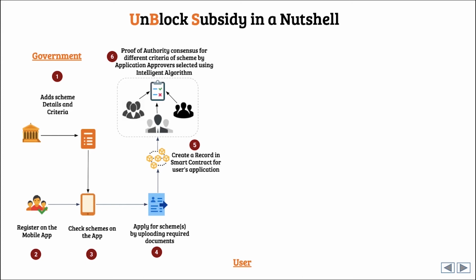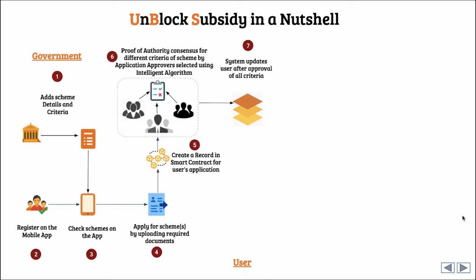These are a set of people on various levels. So there's a level 1 set of approvers, a level 2 set of approvers, and so on. And here proof of authority consensus is used. And these application approvers are selected based on an intelligent algorithm, so that the person who is applying for the scheme does not know who is going to approve his application or where that application has gone. So here itself the problem of corruption is solved, because since I don't know who is approving my scheme, I can't do anything about it. I'll just have to submit proper documents and wait for the approval.